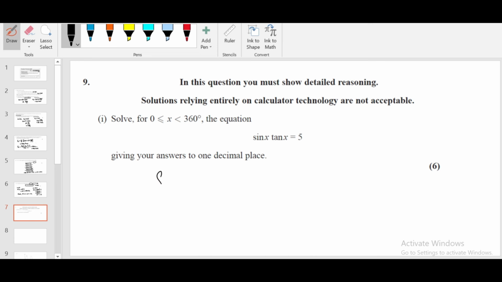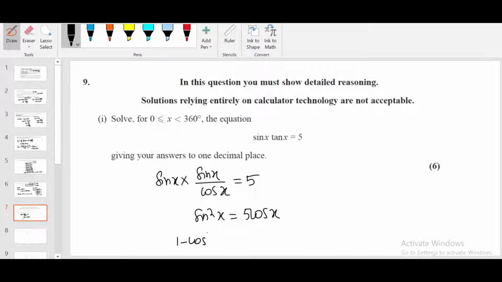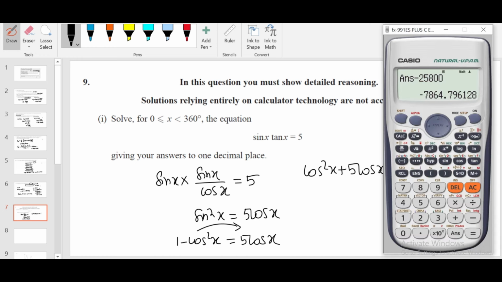Okay, first write it as sin x times, replace tan by sin over cos, is equal to 5. So sine times sine, sine square, is equal to, bring the cos x this side. Replace sine square x by 1 minus cos square x. So we have an equation in a single trigonometric function. Put everything this side, you will have cos square x plus 5 cos x minus 1 is 0, which is a quadratic equation. Solve this quadratic equation.